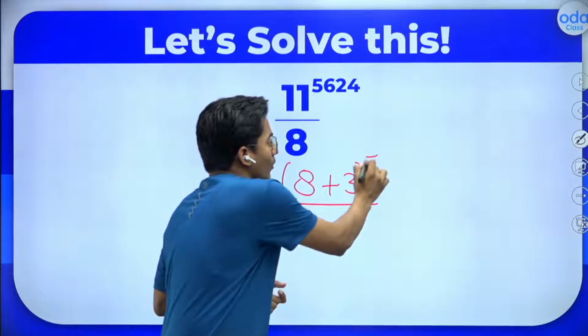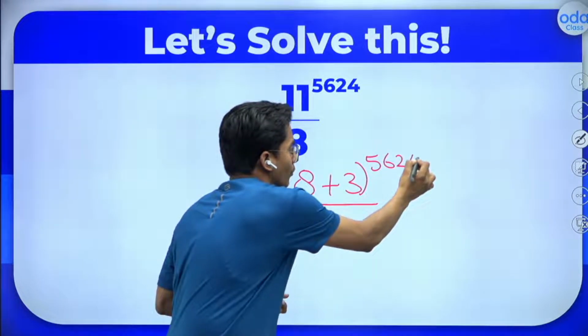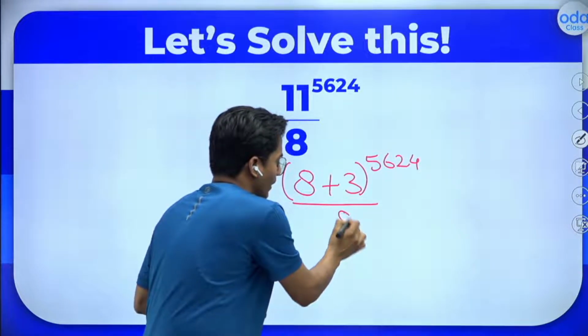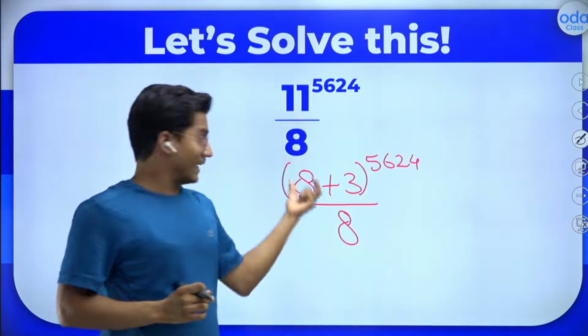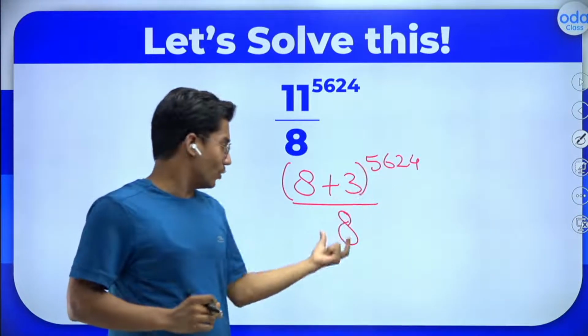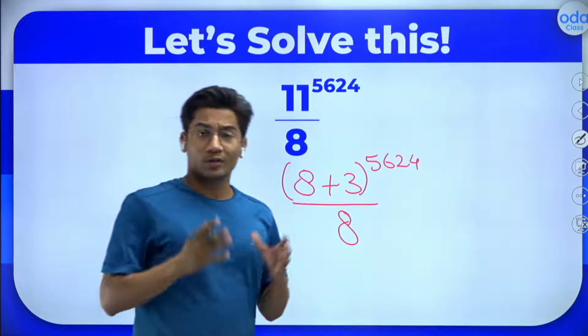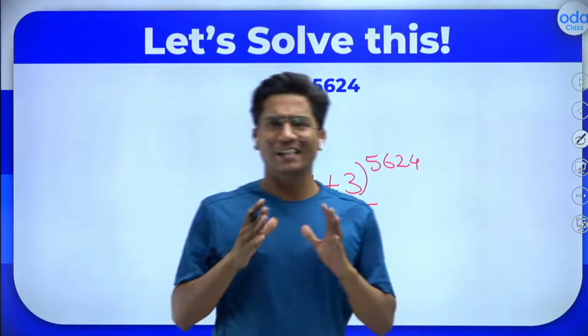exponent 5624, divided by 8. So 11 as 8 plus 3, exponent 5624 upon 8. And what are we supposed to do here? Forget the divisible part, right?